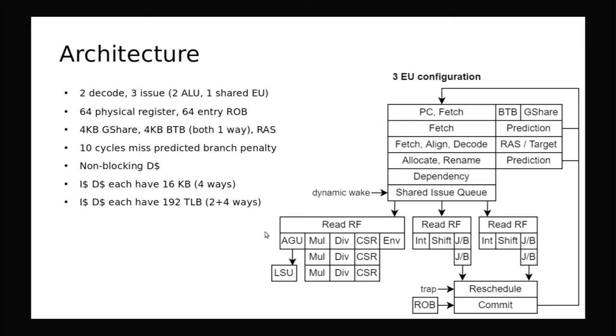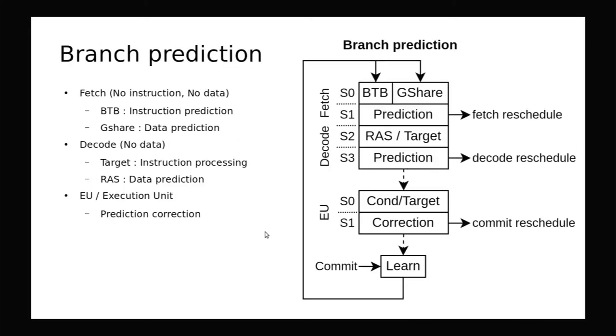And so, yeah, I will just talk a bit about the branch prediction because it is kind of an interesting topic. Not saying that it is anything groundbreaking in NaxRiscv. I would say it's pretty standard. But it is an interesting thing still. So, the branch prediction is done in multiple layers. The first layer is done in the fetch stage. So it's very early in the pipeline.